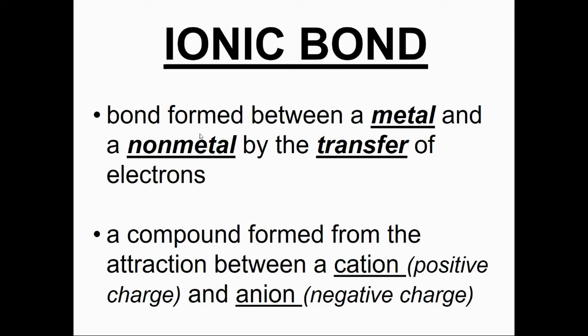Okay, so the compound that is formed from the attraction between the cation and the anion is called an ionic compound. So when your metal gives away its electrons to the nonmetal, the metal becomes positive, and your nonmetal is negative. Positive and negative are attracted to each other, so that makes them stick together, and that's what holds them together. That electrostatic charge between the cation and the anion.